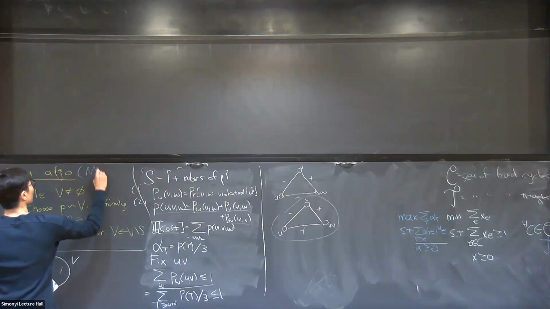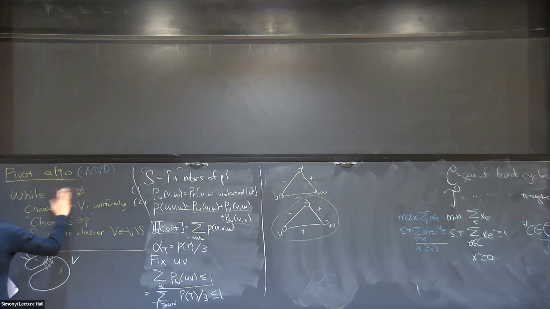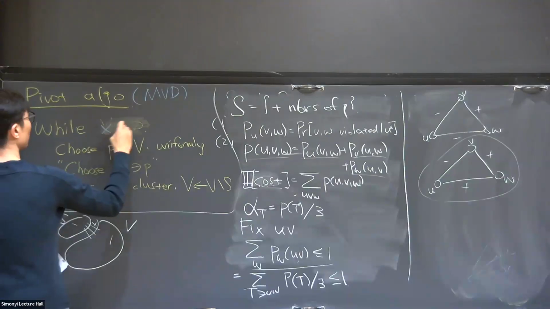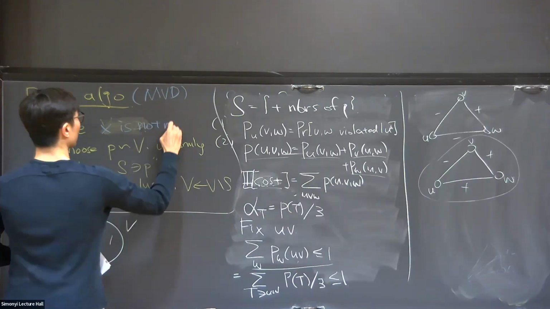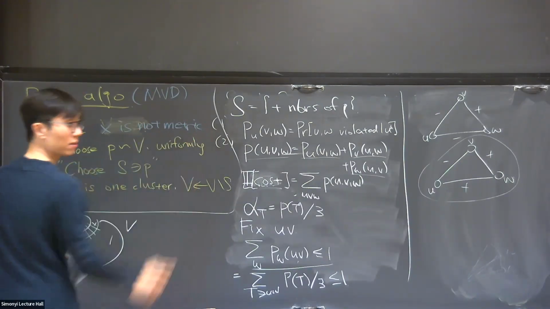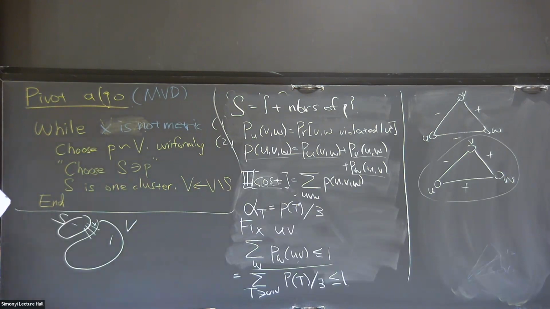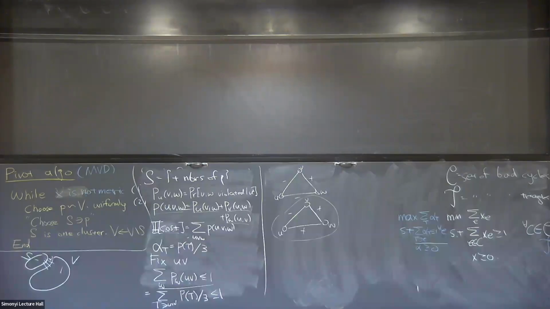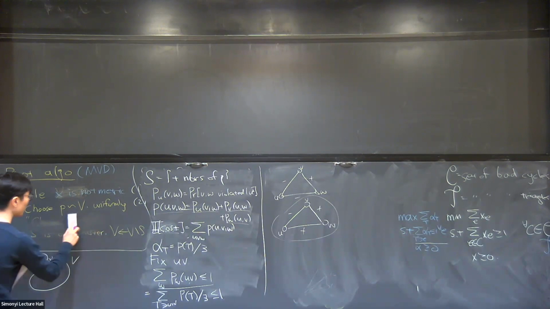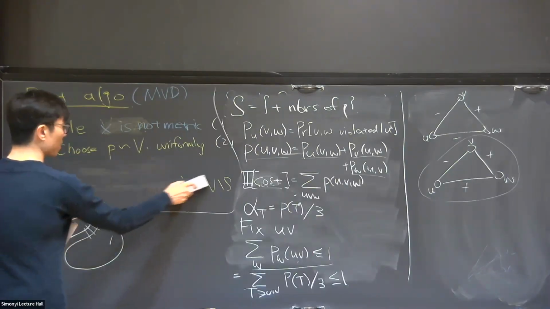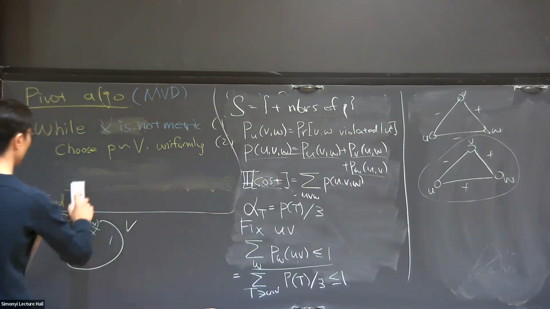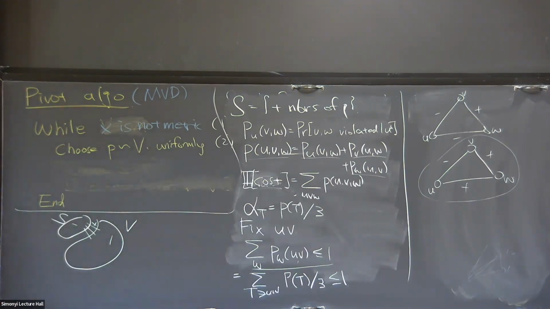While X is not metric, we choose P uniformly at random. Then what we're gonna do is fix all the bad triangles containing P. When we choose P, I will consider all the distances incident on P as fixed. So that probably they're gonna be good.